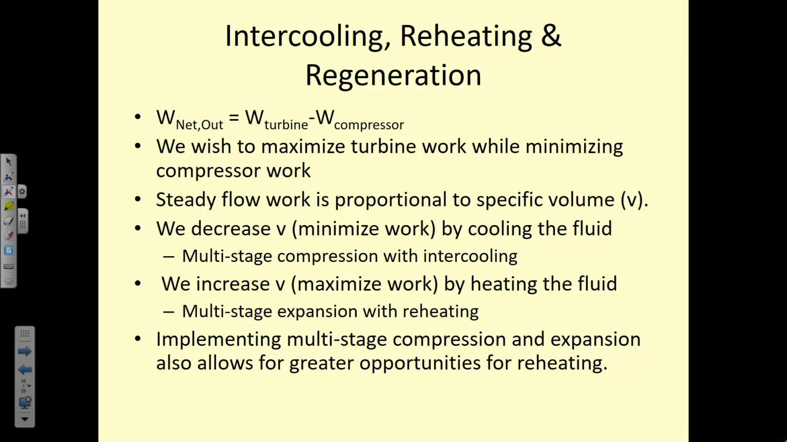So this net work out is the turbine work minus the compressor work, and we want to maximize turbine work and minimize compressor work. That should be obvious. And if you remember way back in chapter 7, I think it was, we talked about steady flow work being proportional to specific volume. So we did a lot of examples with compressors where we said, okay, compressing a liquid is best because our specific volume is smaller. We like to have pumps in a steam power plant for that very reason.